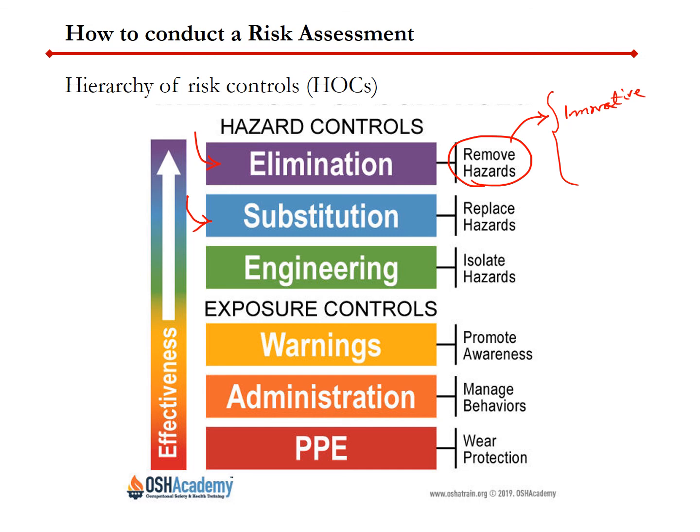Similar with substitution, which means you replace the hazards with less hazardous materials and the like. Engineering controls: you isolate the hazard using various engineering methods. This is what you call hazard controls, and the other one is called exposure controls, by promoting awareness through training. You could train people, or you could have administration, managing the behaviors of people. PPE is the last level in terms of effectiveness. As you can see, PPE here is the last level of control.